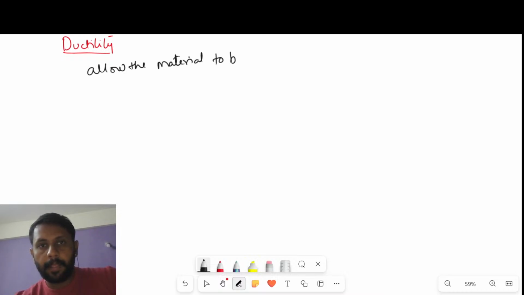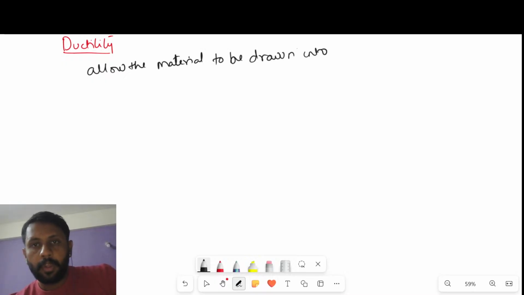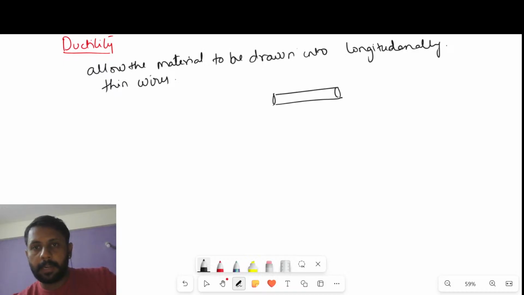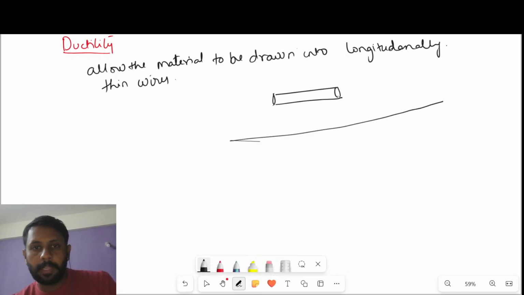to be drawn into longitudinally thin wires. Longitudinally thin wires. That means ductility is a property which will allow the material to be stretched. That means if a material is something like this, it can be pulled into a thin rope. When it is being pulled, it will become thin, right? So it allows the material to be pulled into a thin rope like this.